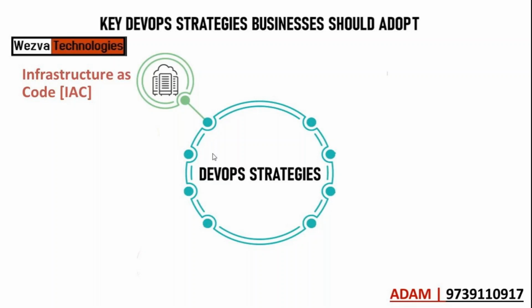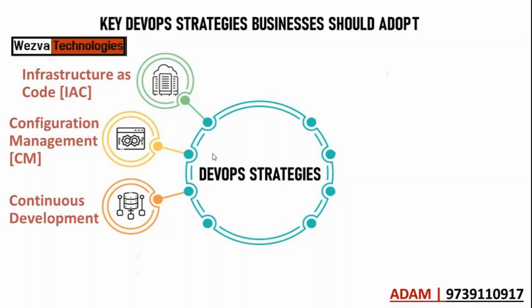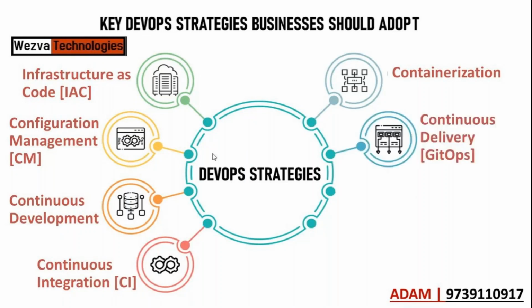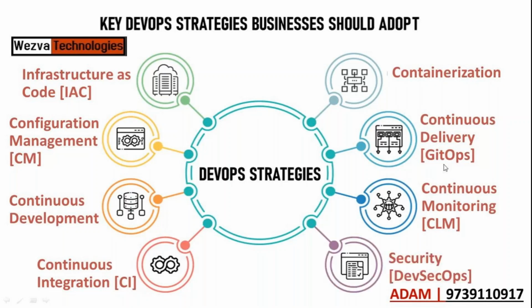So the first thing is infrastructure as code. And then there's a concept called configuration management. And then we have something called continuous development. We also have a concept called continuous integration. And then we have a concept called containerization, then continuous delivery. Sometimes people also call it GitOps. And next we have continuous monitoring. And then we have something called DevSecOps, which is nothing but security.